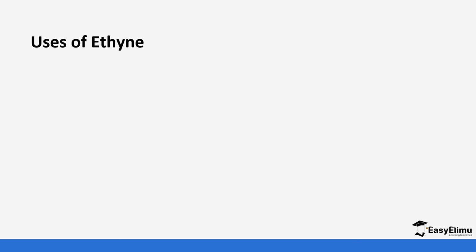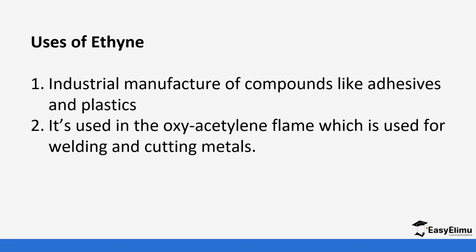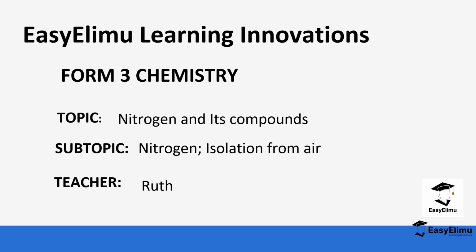And then finally, we look at some uses of ethyne. Ethyne is used in the manufacture of compounds like adhesives and plastics, and it is used in the oxyacetylene flame, which is used for welding and cutting metals. This flame has been mentioned before in the uses of oxygen when we were doing ammonia.